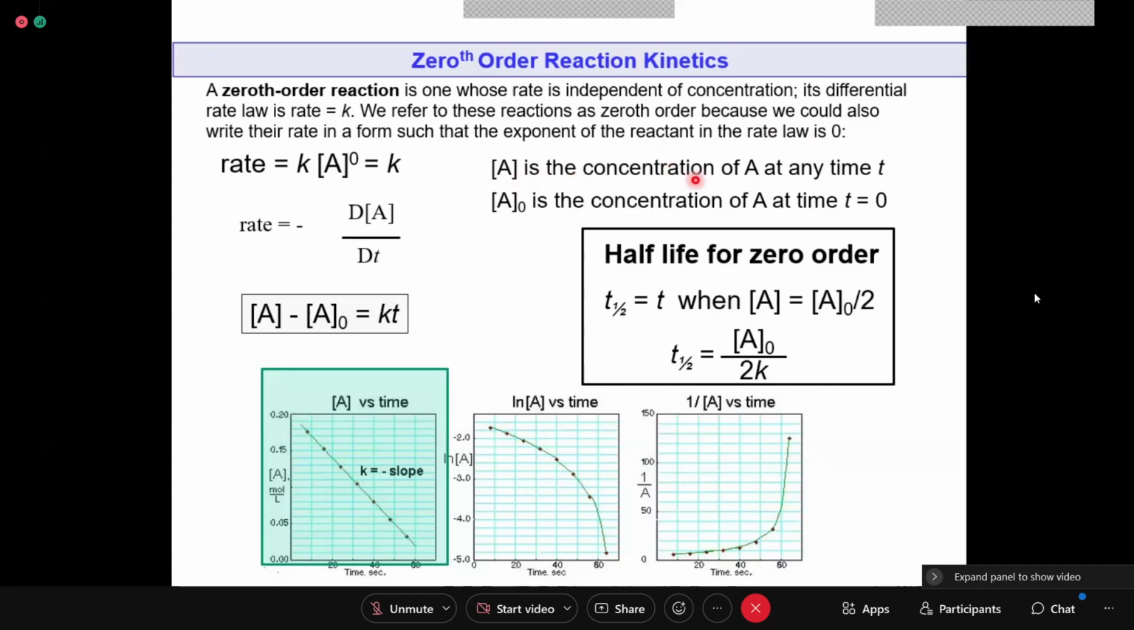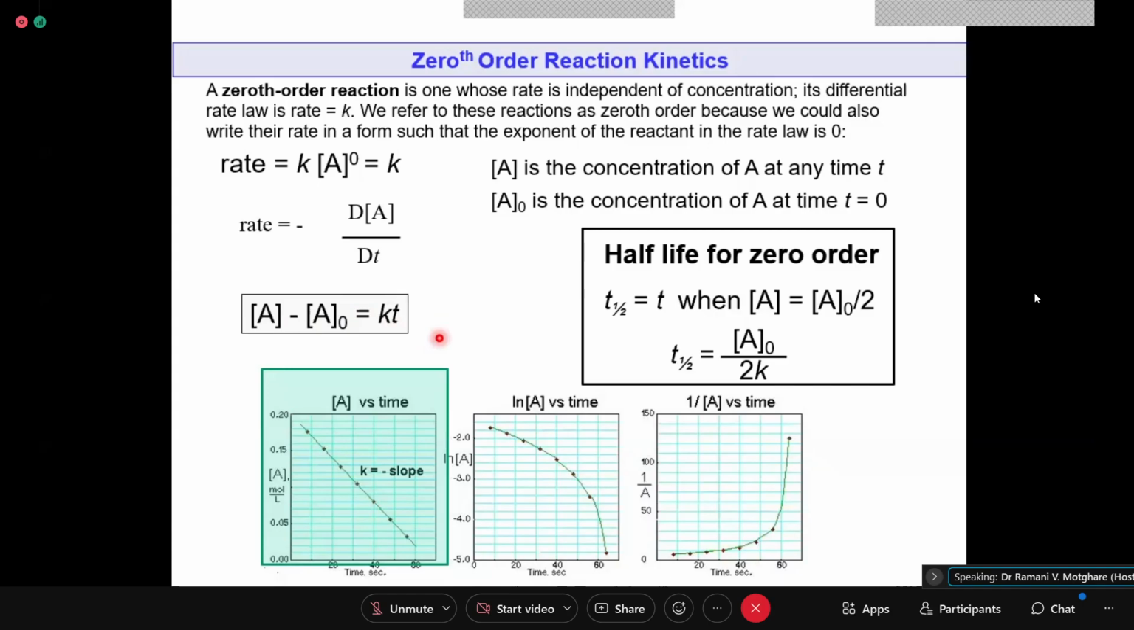So A is the concentration of A at any time t, and A naught is the concentration of A at time t equal to 0. So t equal to 0 means it is the initial time, or we say A naught is the initial concentration and A is after time t. So A minus A naught is equal to kt.